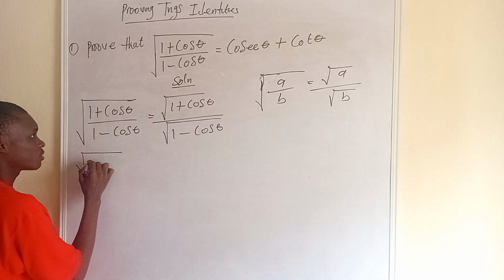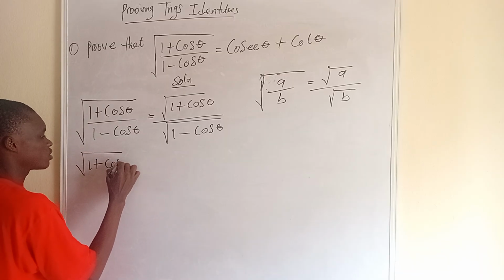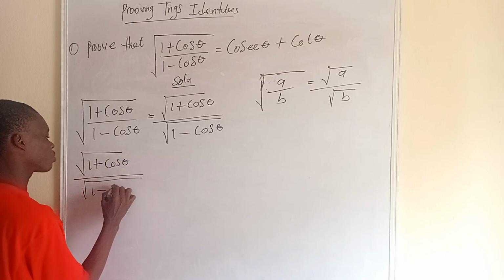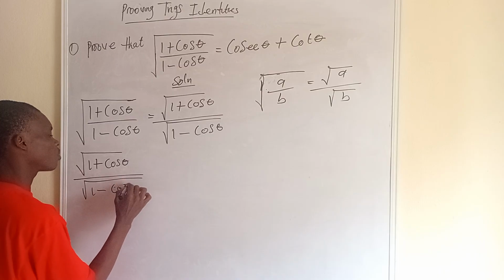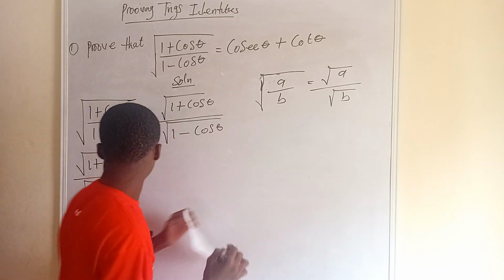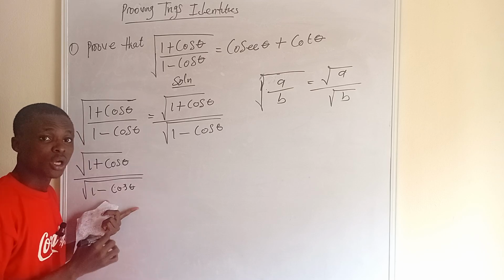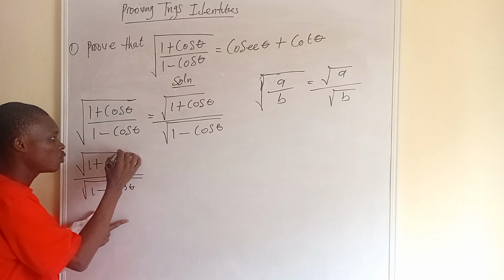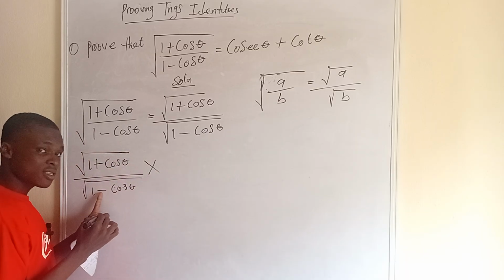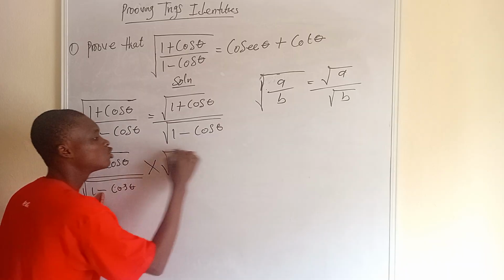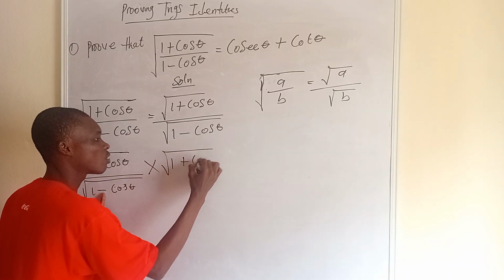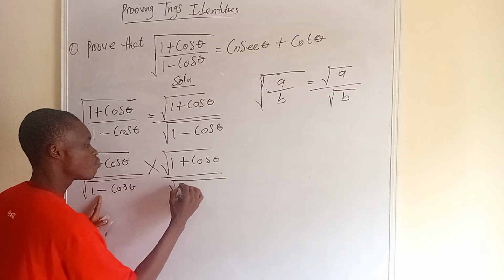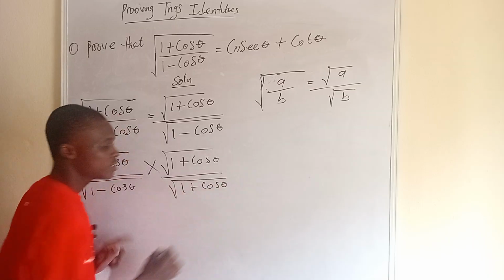From here we can see that this is the square root of (1 plus cos theta) all over the square root of (1 minus cos theta). Now, from here we are going to take the conjugate. We'll multiply this by the conjugate of this denominator here. How do we do that? We say this is multiplied by, since this is negative, if we take the conjugate here, it becomes positive, the square root of (1 plus cos theta) all over the conjugate, the square root of (1 plus cos theta).